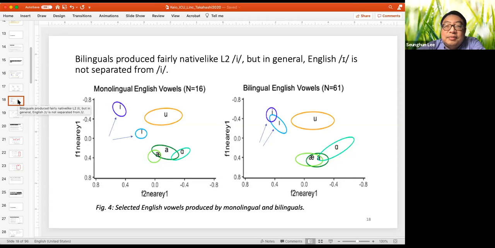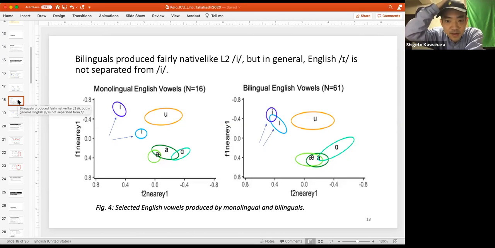The next question comes from Shigeto Kawahara, Keio University. Thanks for this. This is really new to me. So this may be a naive question, but the drift that you see kind of manifests itself in terms of F1, at least more so than in F2.